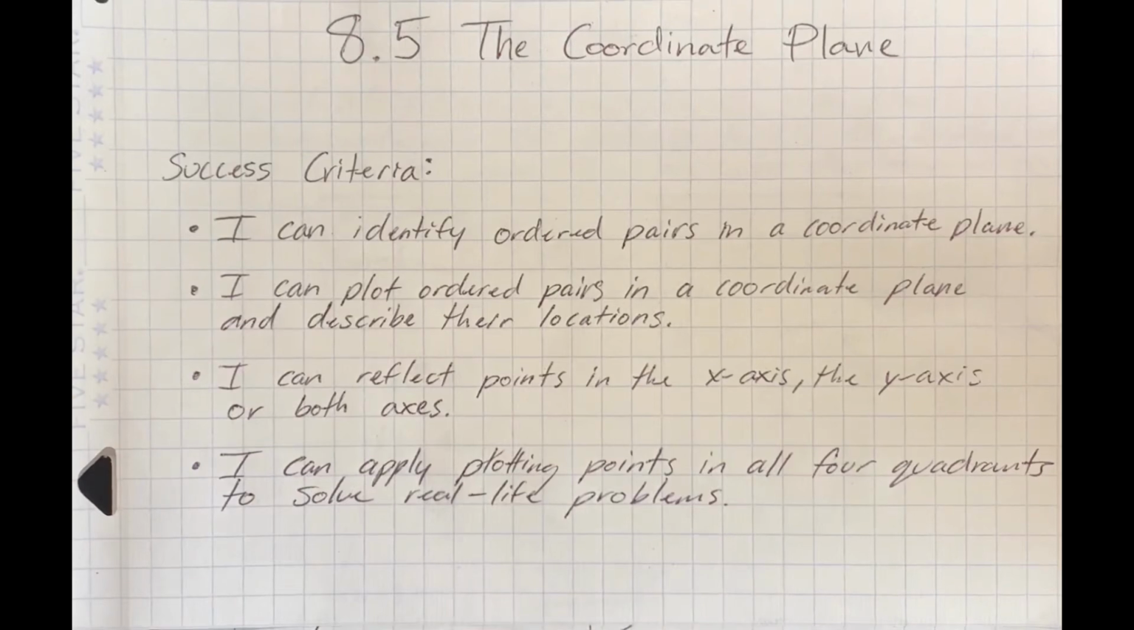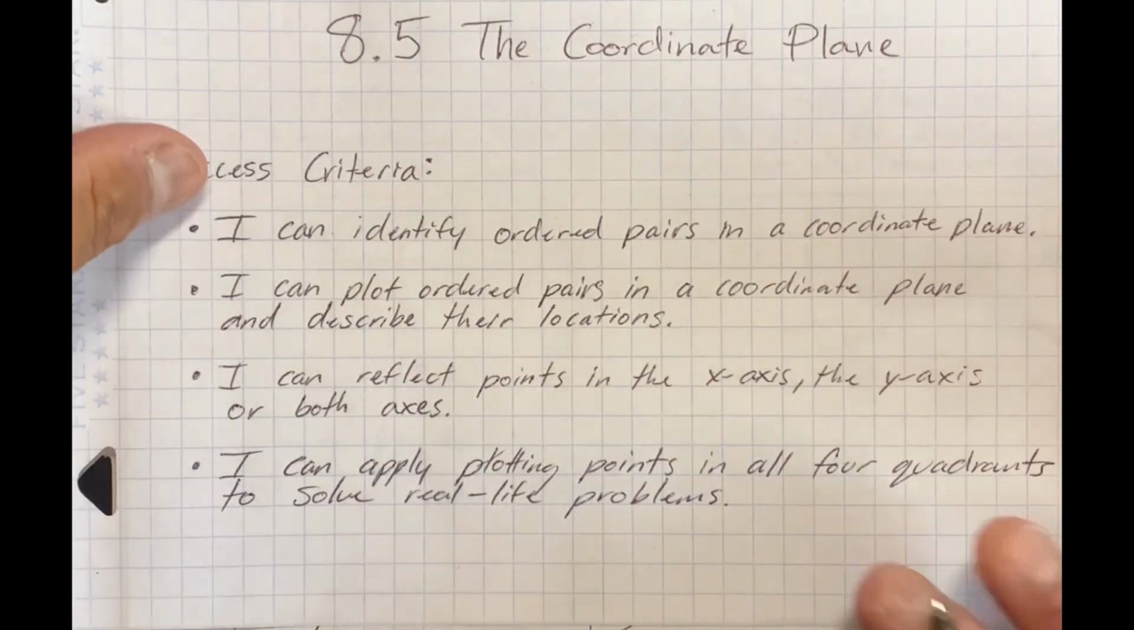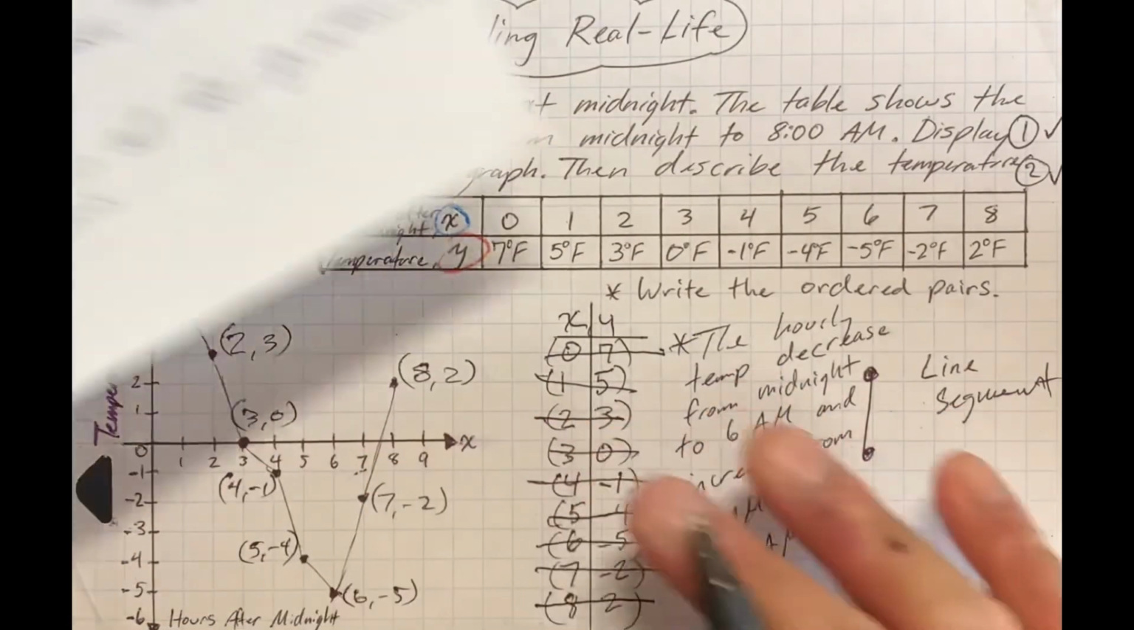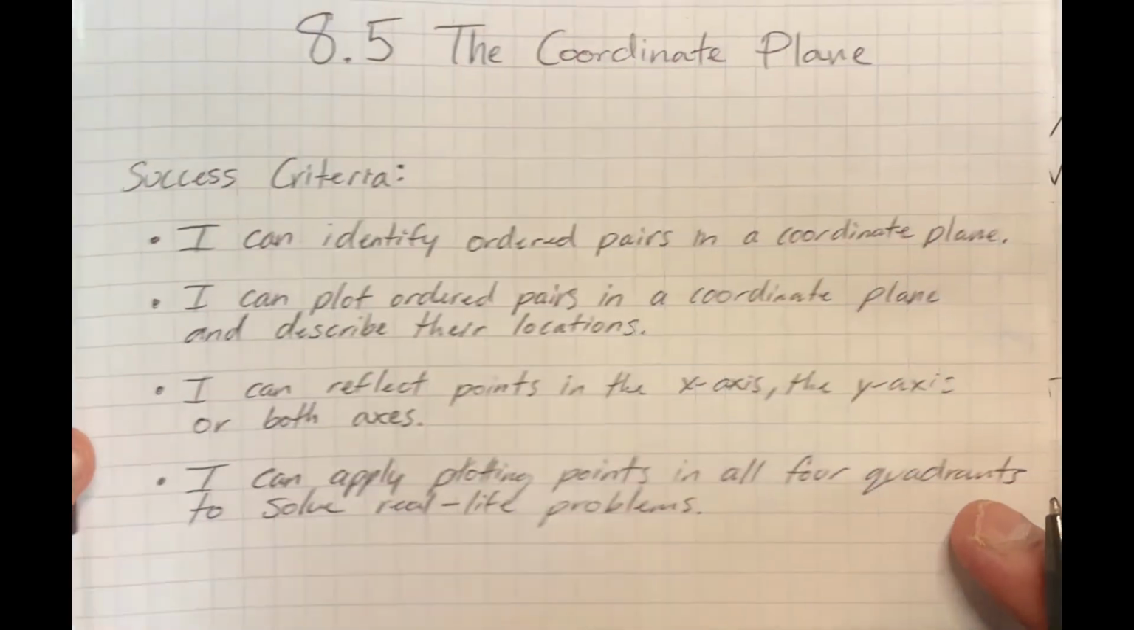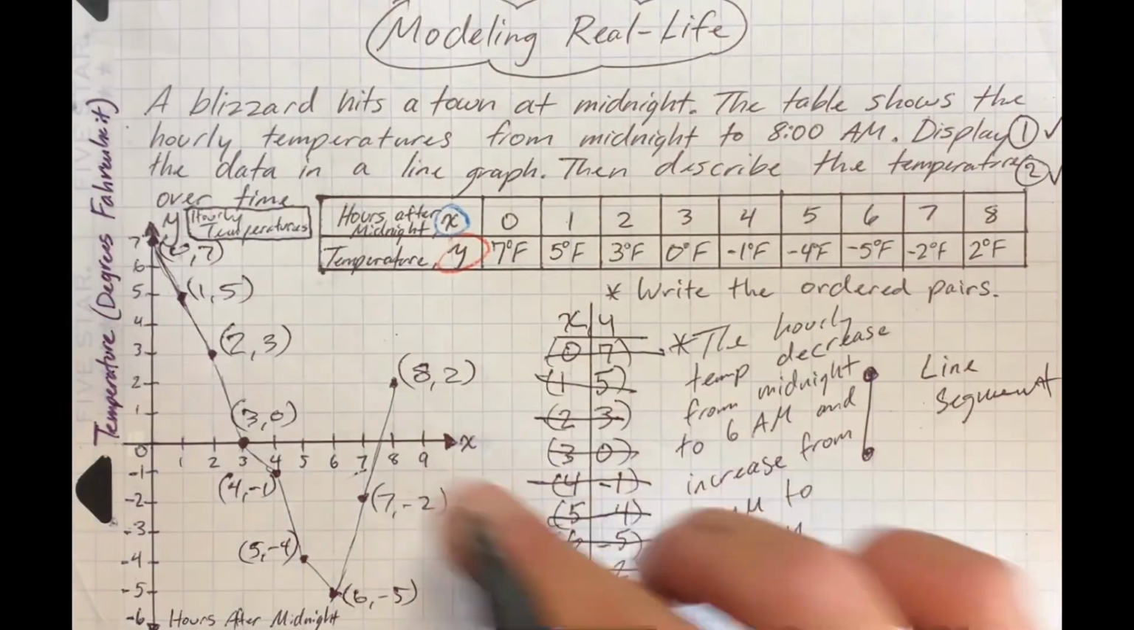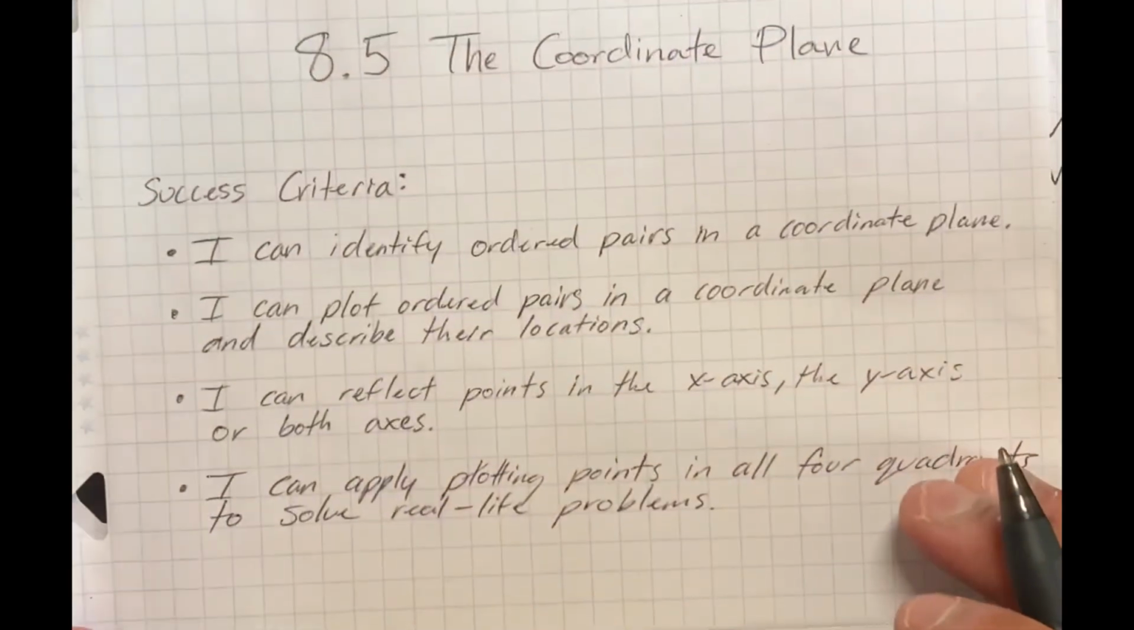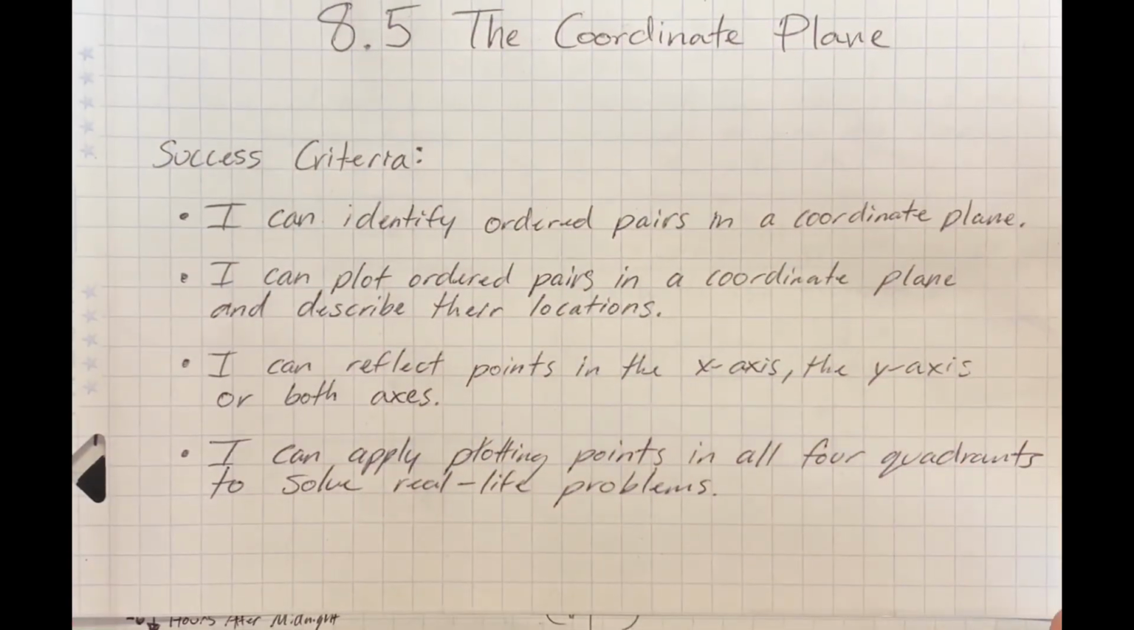So there you guys go. That is the coordinate plane. By now, for 8.5, you should be able to identify ordered pairs in the coordinate plane, which we just did. You should also be able to plot ordered pairs in the coordinate plane and describe their locations, which we also did. And also reflect points on the x and y axes or both axes, and apply plotting points in all 4 quadrants to solve real life problems.